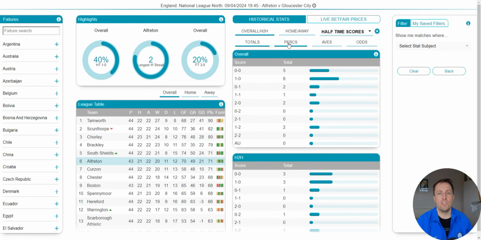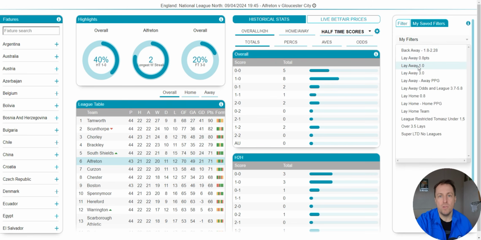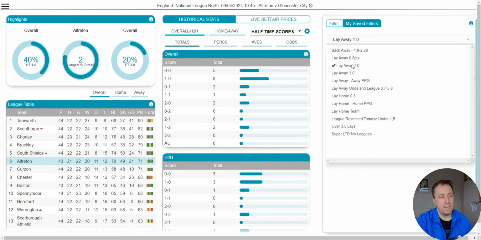Obviously, this is where you create your strategies. This is where the strategies were created. And in my saved filters, the one that I told you about was layaway 1.0, which is this one here, a couple of selections today. Now, I'll click on this again. You'll see there's a lot of layaways, layaway 3.0, layaway PPG, etc. They are all offshoots of this strategy. In fact, backaway is also an offshoot of this strategy, and I will explain that later.